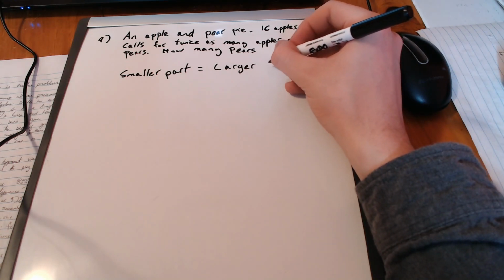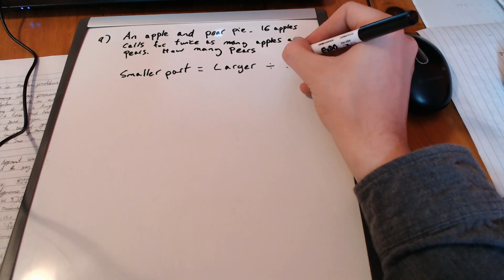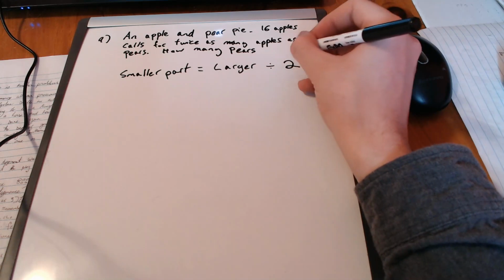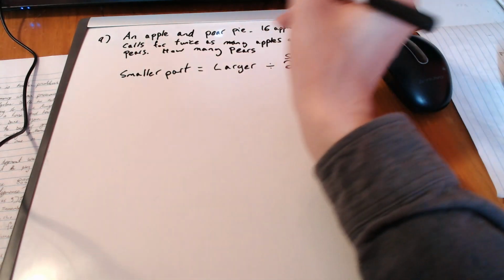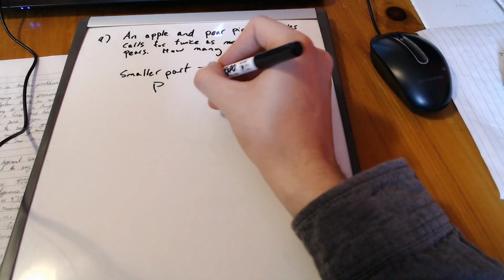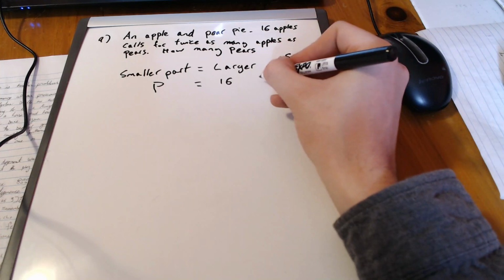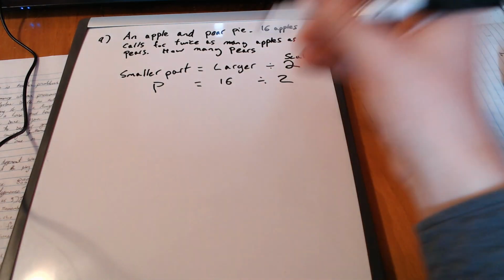Well, the truth is that we divide it by the scale, and the scale was what? Twice, so it's 2 times. And that's the scale. Sorry, I should have written the scale here. And then, we know the smaller one is unknown. We'll say P because pears start with a P. That works. Larger one is 16, and then we just say divided by 2. Bam shalam. What do we get?